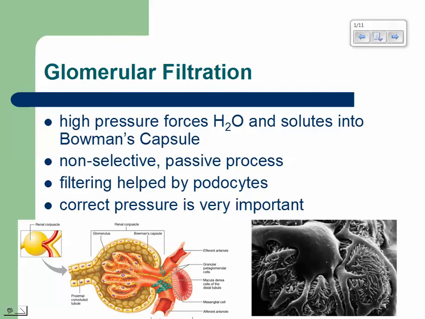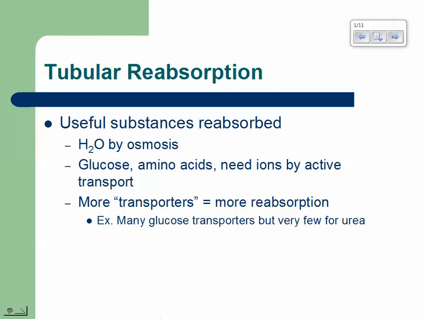All right, let's move on to step 2, which is tubular reabsorption. So like we said, if the first step is not selective, then some things that we didn't really mean to get rid of are going to move out of the blood. So step 2 is where we're going to be choosy, we're going to be selective, and we're going to reabsorb things we want. So anything our body can still use or still needs to stay in balance is going to get reabsorbed. First and foremost, water.